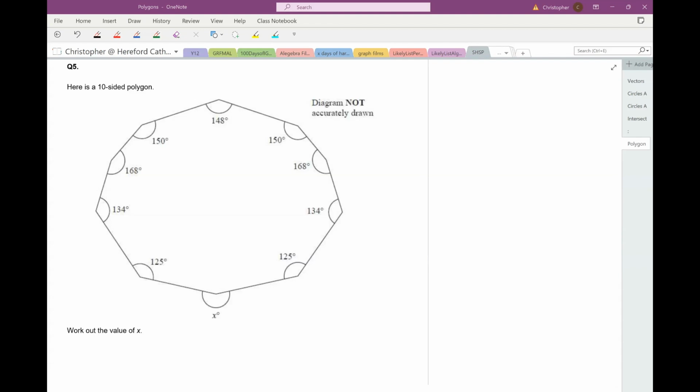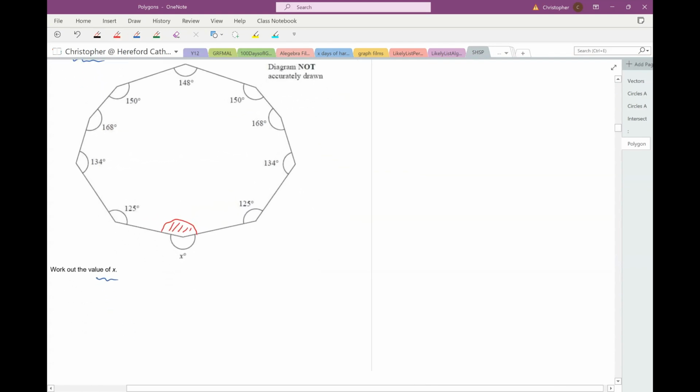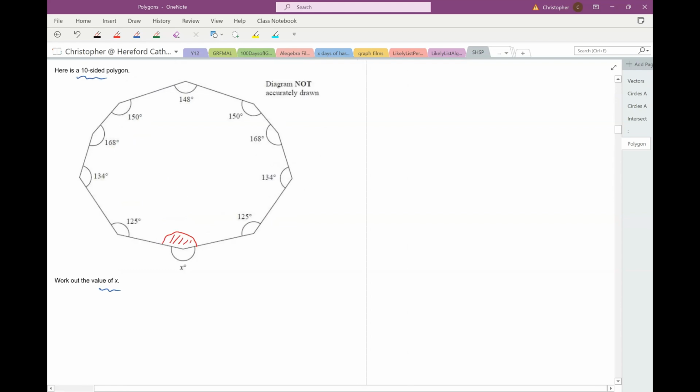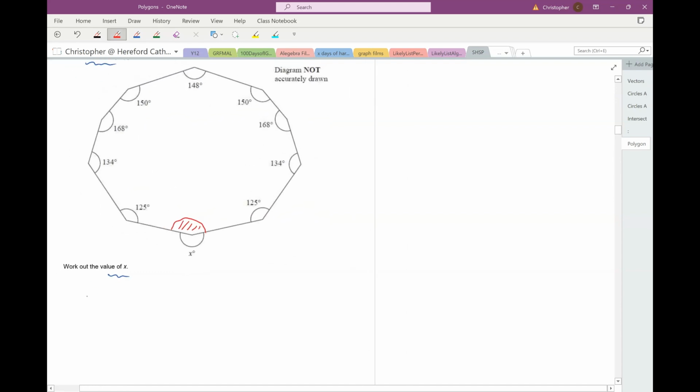Question 5. I've got a 10-sided polygon, a decagon. And I'm told all those interior angles, look, I've got to work out the value of X. I'm not quite sure how to work out the value of X, but I could work out the value of that red angle, because it's the last interior angle, isn't it? Now, what's the total of the interior angles of a 10-sided polygon? 10 minus 2 is 8, times 180. 8 times 180, 1,440. So that's what all the interior angles have to add up to.